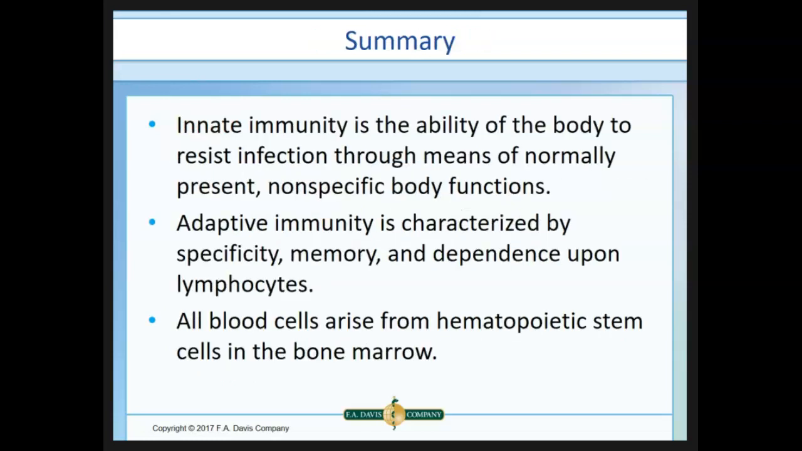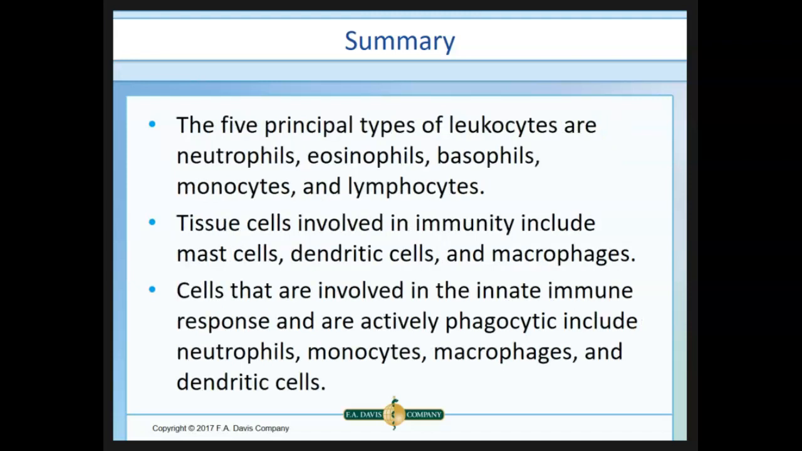Okay, so in summary, the innate immune system is the ability of the body to resist infection through means of normally present, nonspecific body functions. Adaptive immunity is characterized by specificity, memory, and dependence upon lymphocytes. All blood cells arise from hematopoietic stem cells in the bone marrow. There are 5 principal types of leukocytes, and they are neutrophils, eosinophils, basophils, monocytes, and lymphocytes. Tissue cells involved in immunity include mast cells, dendritic cells, and macrophages.